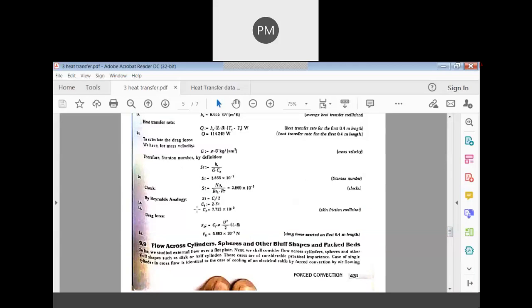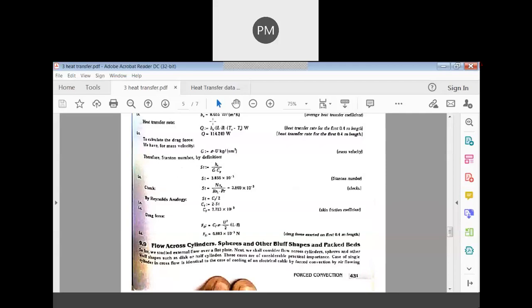In the problem they have told that to use the Reynolds analogy. For laminar flow, Stanton number is given by CF by 2, or CF is equal to 2 times Stanton number. First, how to obtain the Stanton number? Stanton number is given by H by rho u Cp. Correct, no? So I told you the formula H by rho u Cp.